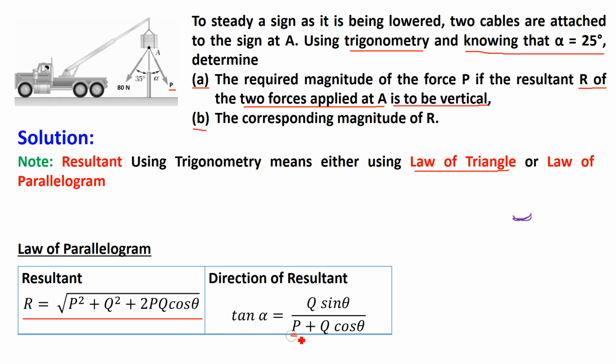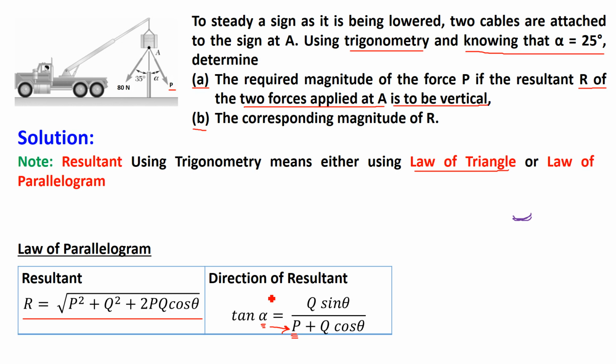Please remember, we already discussed in lecture 3 or 4 that if you take here P, this value is P and this value is Q, we are getting this angle alpha of resultant with respect to force P. Okay, so tan alpha equal to Q sin theta upon P plus Q cos theta. These are the mathematical equations to find out magnitude of resultant and direction of resultant.